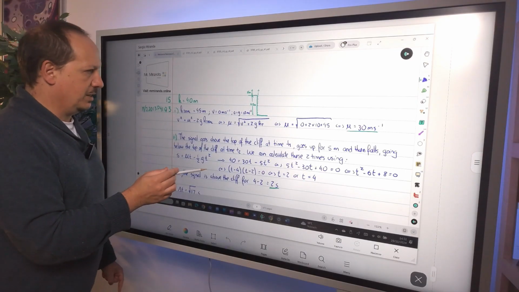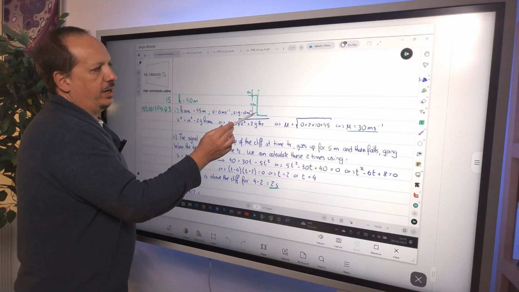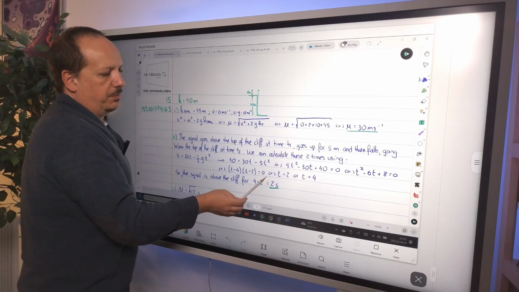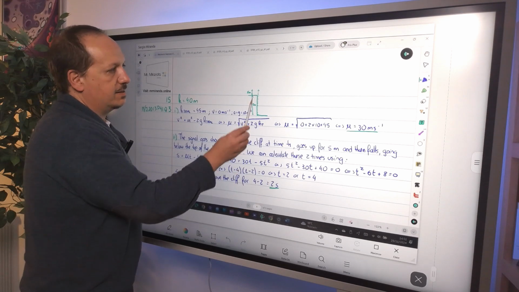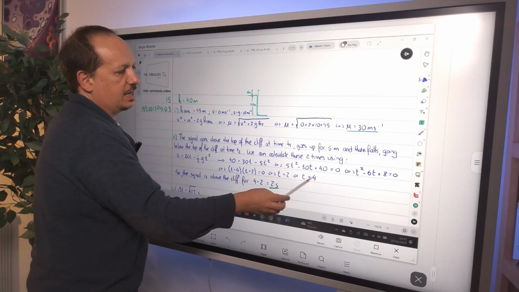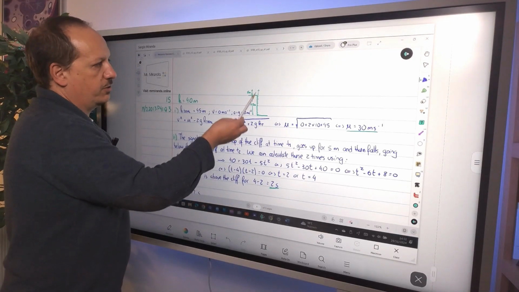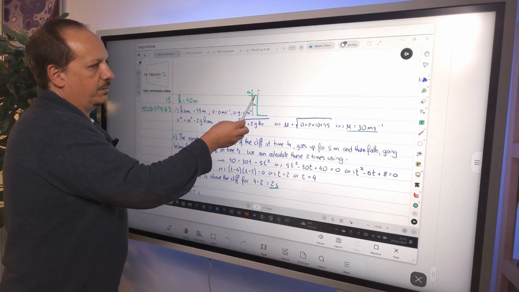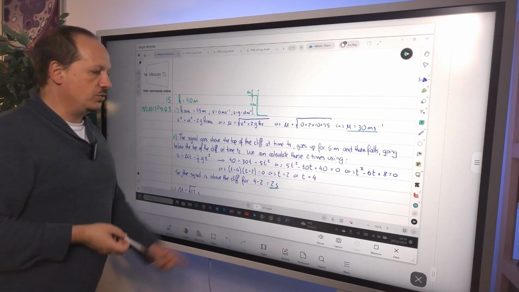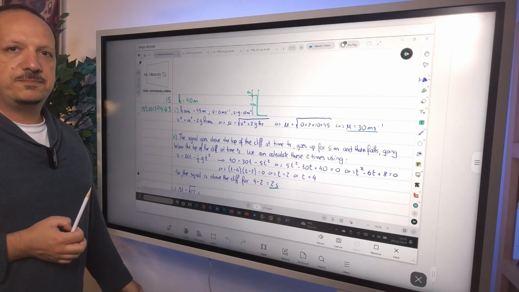So what does this mean? This means that the flare passes over here, the edge of the cliff, going up at 2 seconds, goes up, then falls, and passes again at 4 seconds. So for how long was the flare in between these two values? Obviously, 4 minus 2, 2 seconds. Okay?